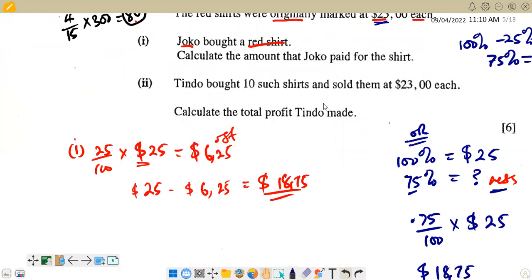Okay. Then on number 2, Tino bought 10 such shirts and sold them at $23 each. Calculate the total profit. It's what Tino. Okay, this one is Tino. He had to buy 10 on that day. So that is what we've got.